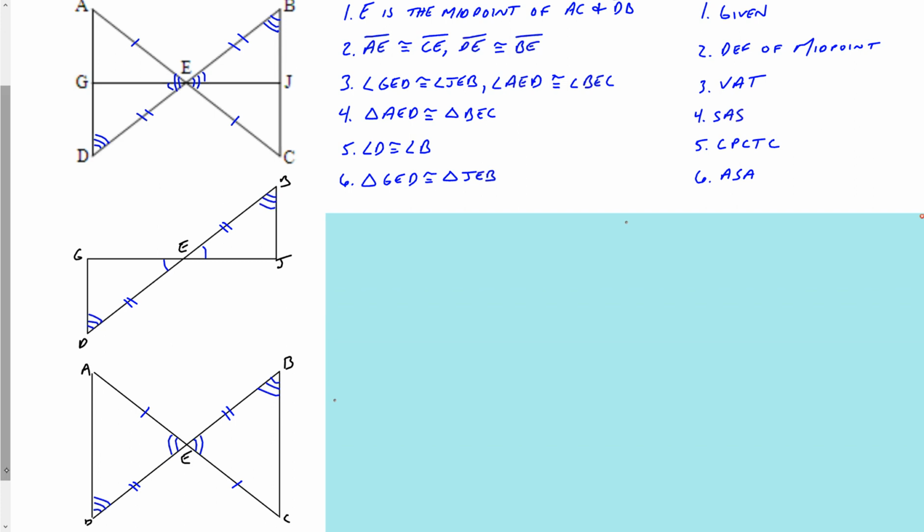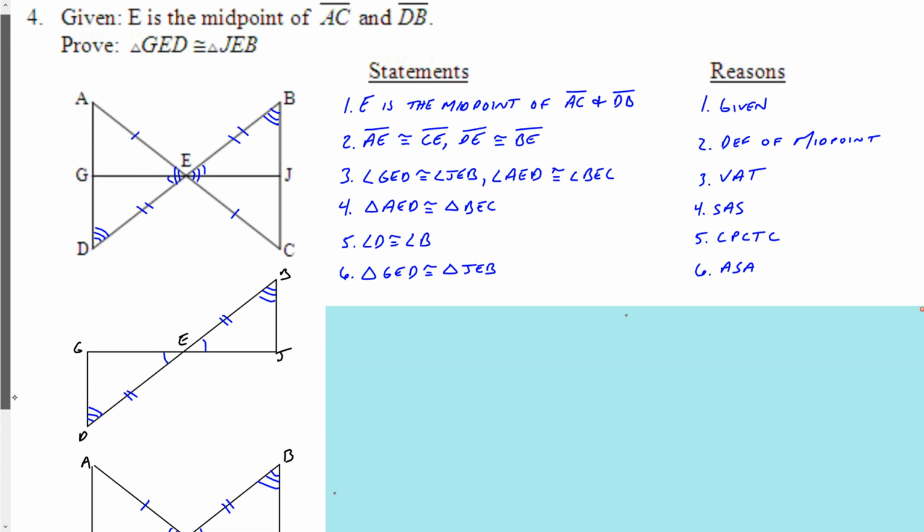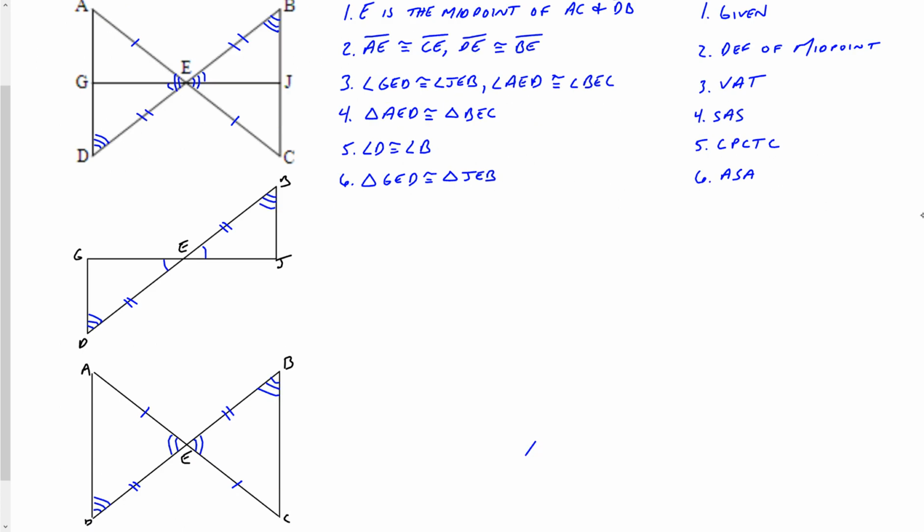So it's only a 6-step proof, which is not the longest proof that we've done so far this year. But there is a lot involved in that, a lot of things that you have to look for now with the overlapping triangles and needing to use CPCTC to find more parts that you can use to ultimately prove what it is you're trying to prove.